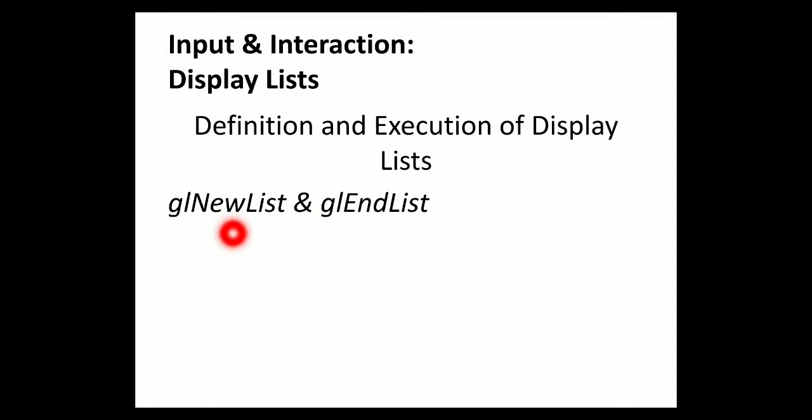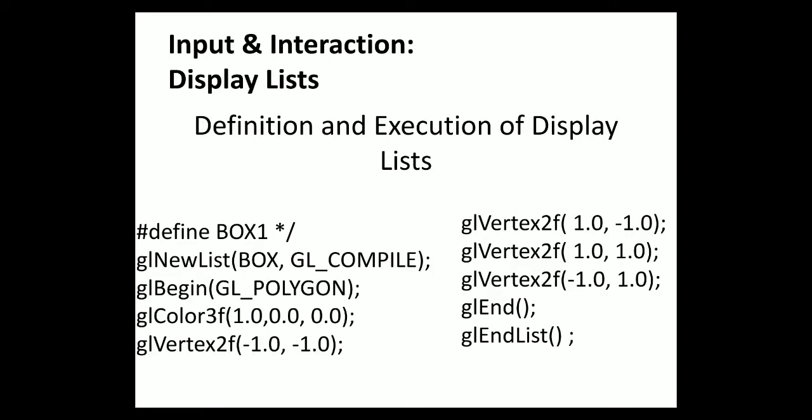glNewList takes two parameters. The first parameter is the name of the list that you want to create, and the second is how you want to use the particular object that you are going to define. That is, whether you want to just compile and keep it, or compile and execute immediately. Those two values are given as input to glNewList. The way to use these functions is given here.